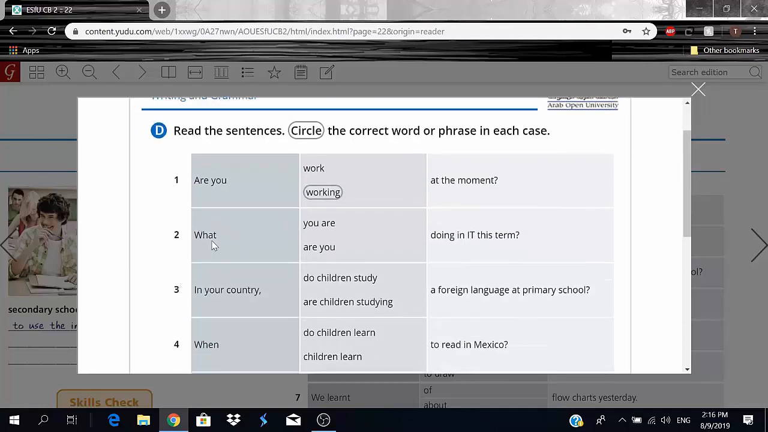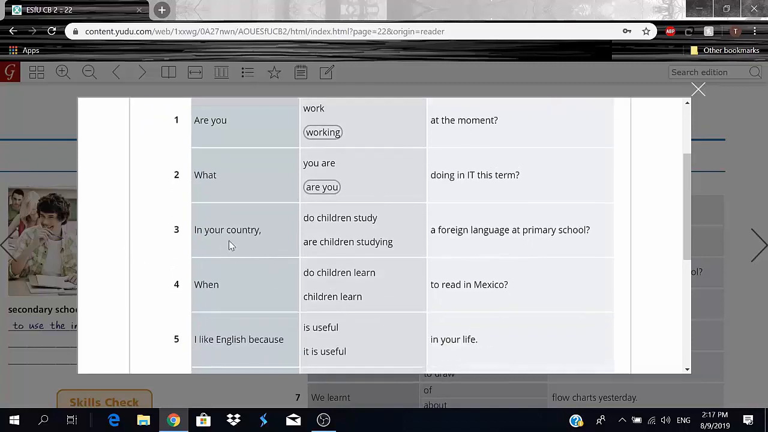2. What you are doing in IT this term, or what are you? This is a normal question with a question word. What are you doing in IT this term? In your country, do children study a foreign language at primary school, or in your country, are children studying a foreign language at primary school? That's correct. In your country, do children study a foreign language at primary school?